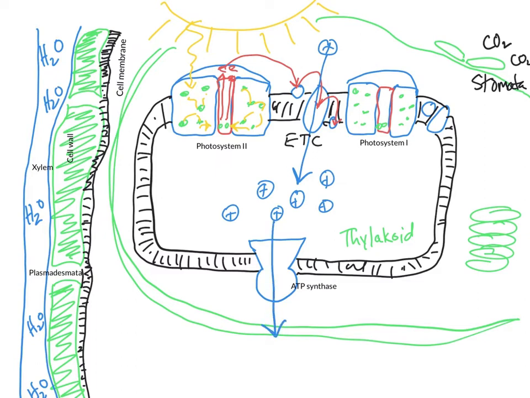It will begin to spin, and it will produce ATP through a process called photophosphorylation. Okay, so we're phosphorylating the ADP, but we're using sunlight to do it. Okay, so we've made ATP. Now let's go back to these electrons.